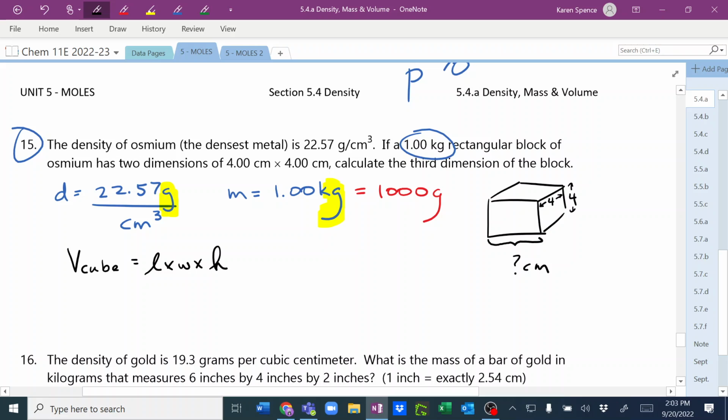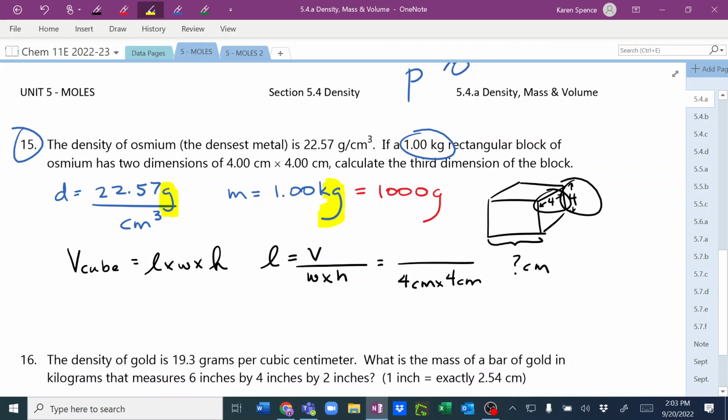It doesn't matter which one I call what, right? So I can just pick one. I'm going to say, let's solve for length. Okay, so I have length is equal to volume over width times height. And I know that my width and my height are 4 centimeters each. So now if I know the volume, I can plug it in there, because this is going to be 4 centimeters and this is going to be 4 centimeters.